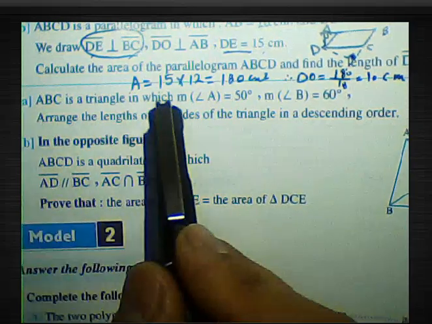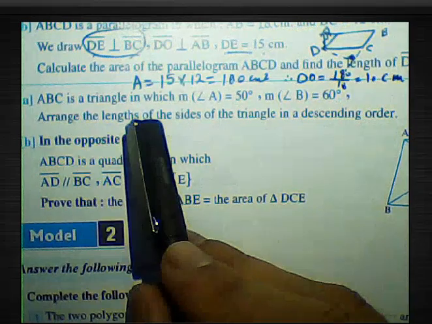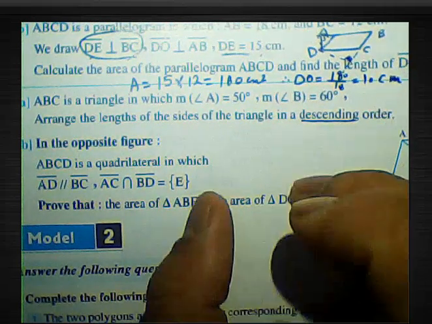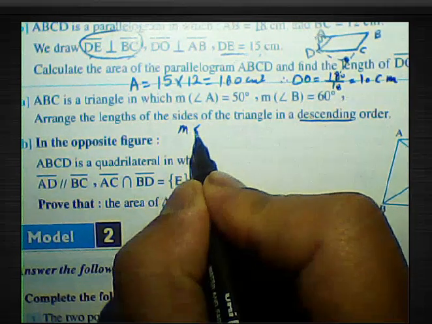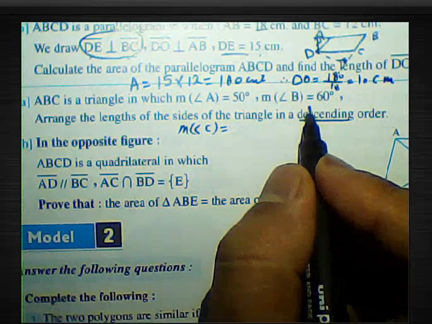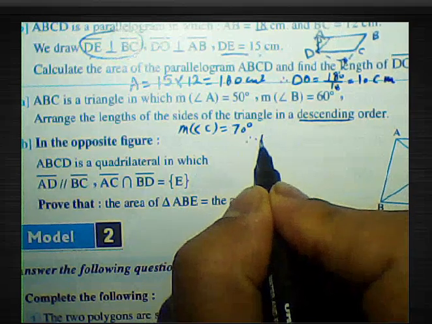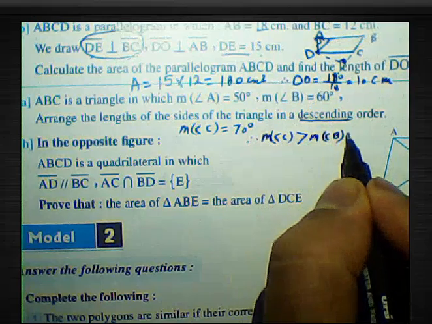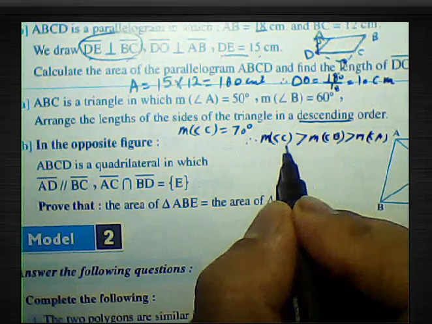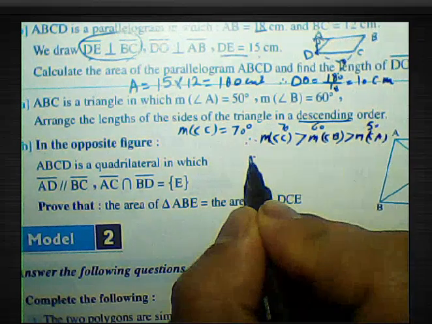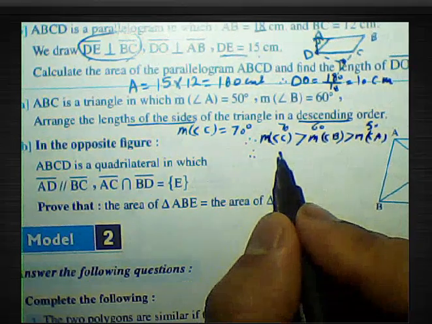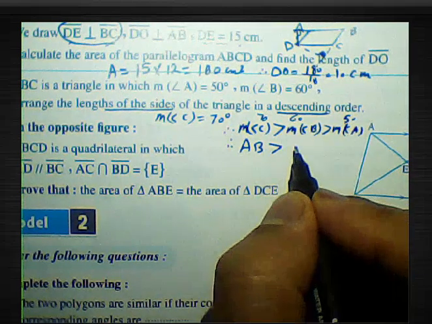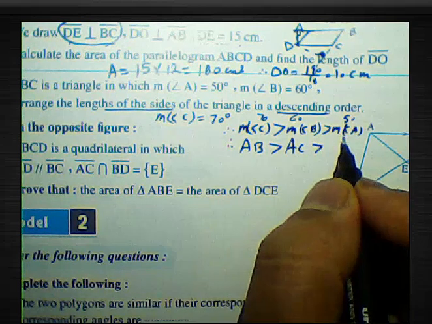Question 5A. ABC is a triangle, the measure of angle A is 50 degrees, the measure of angle B is 60 degrees. Arrange the side lengths of the triangle in descending order, from greatest to smallest. First, we find the measure of angle C: 50 plus 60 is 110, subtract from 180 equals 70 degrees. Then angle C is greater than angle B, greater than angle A: 70 greater than 60 greater than 50. Then we arrange the sides: angle C is opposite AB, angle B is opposite AC, and angle A is opposite BC.